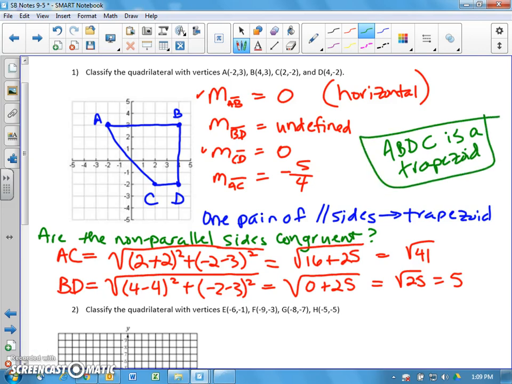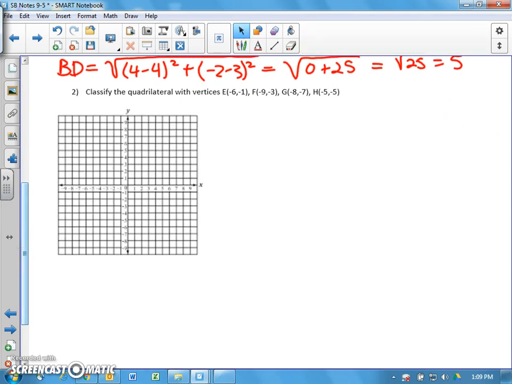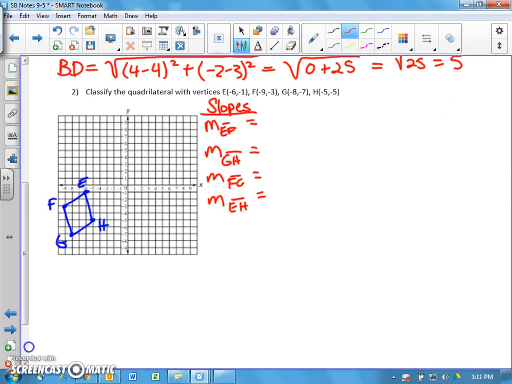Now let's go look at the second example. Stop the video for a minute and graph the points. Okay, so here's our figure. Let's go calculate the slopes of each of the sides. I've grouped these with the sides that are across from each other, so it'll be easy to tell whether the corresponding sides are parallel.